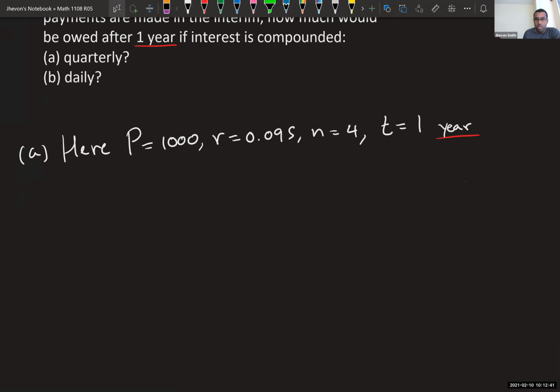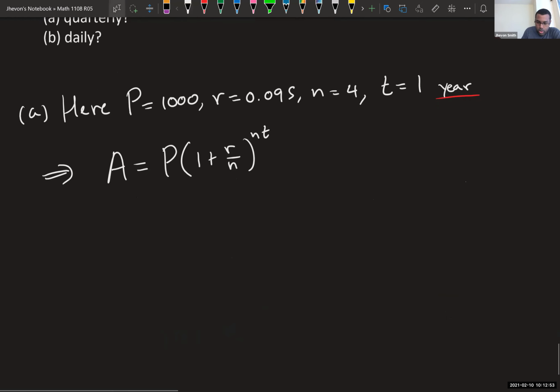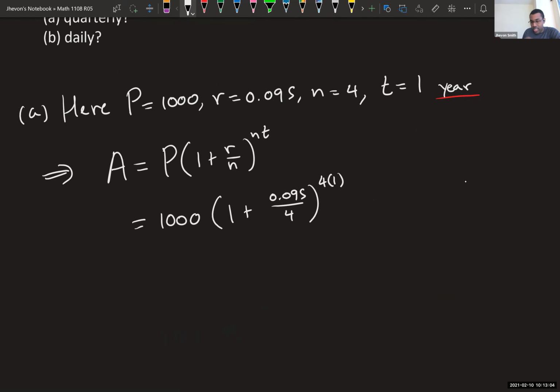Now, since we're being compounded, I know this is the formula that allows me to calculate the amount owed. NT, did I put NT last time? Yes. Amount owed. So in this case, it would be 1,000 times (1 plus 0.095 over 4) raised to, not times, 4 times 1. And what is that?